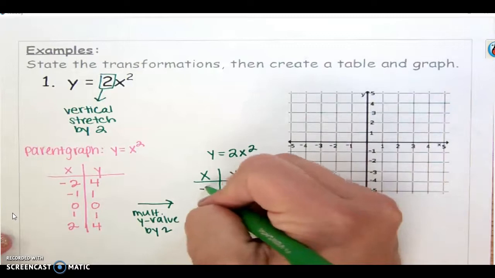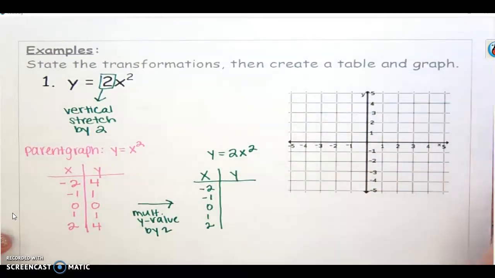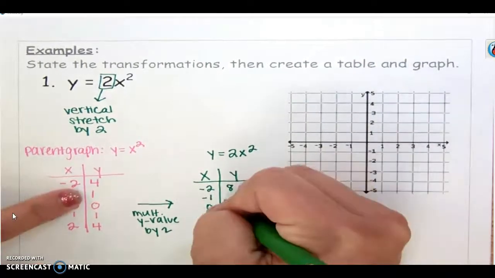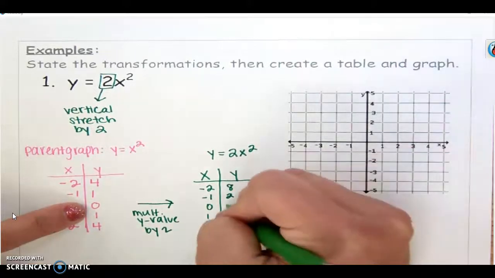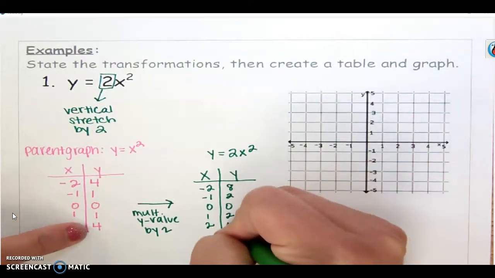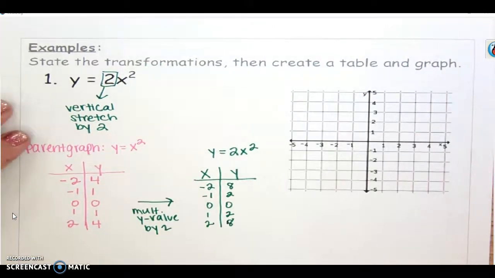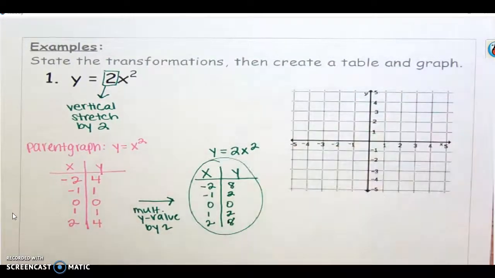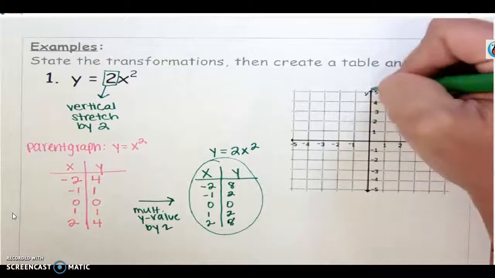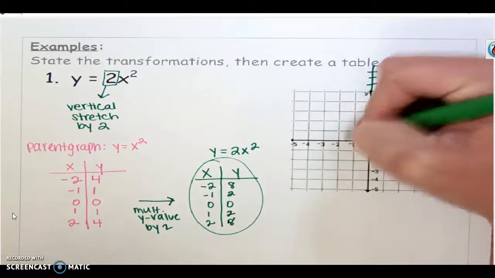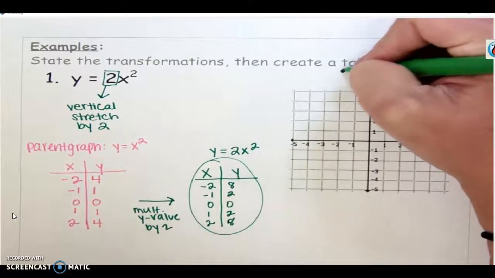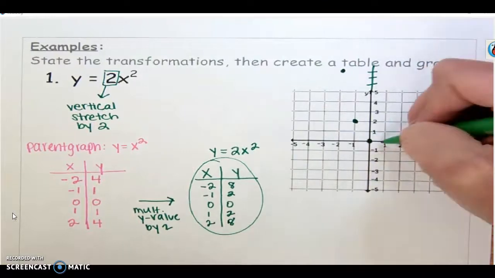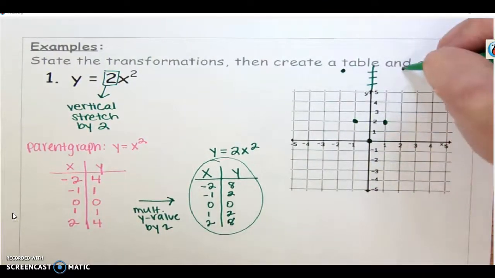So we're going to keep those x values exactly like they are, but all the y values are going to get multiplied by 2. So 4 times 2 will give us 8, 1 times 2 will give us 2, 0 times 2 is 0, 1 times 2 is 2, 4 times 2 is 8. Because that was the only transformation, this table right here is what we're going to graph. So we're just going to plot the points: -2, 8. It goes off the graph a little here, but -2, 8. And then we have -1, 2, 0, 0, 1, 2, and then 2, 8.